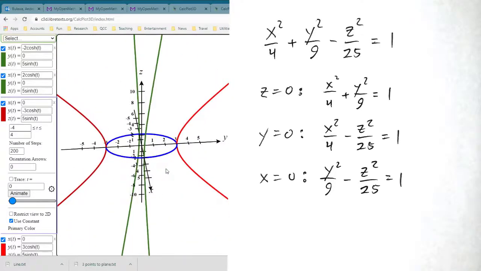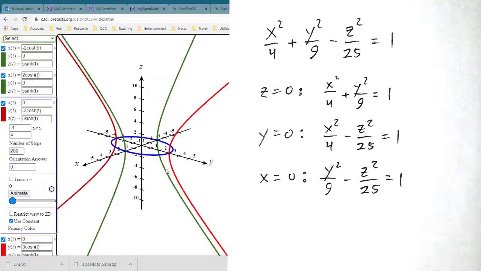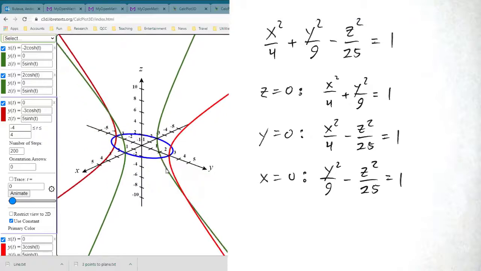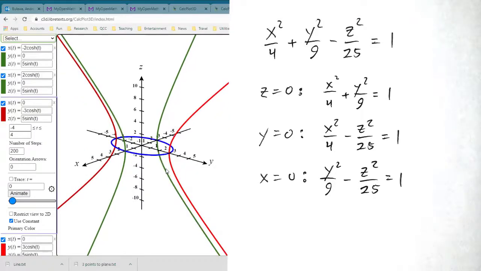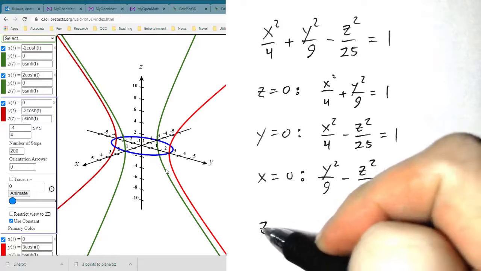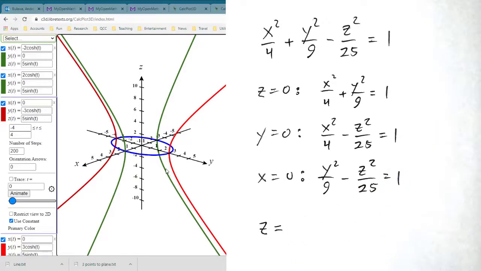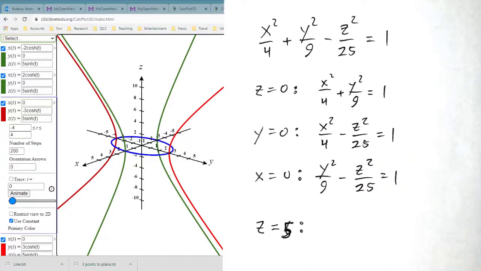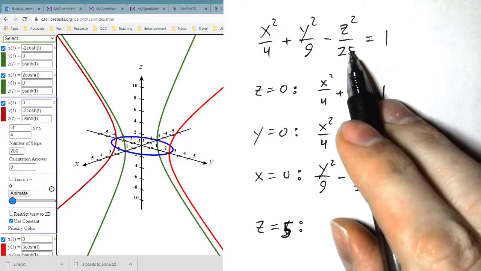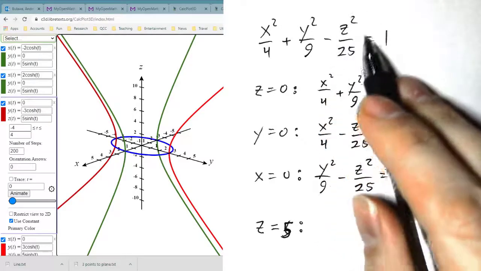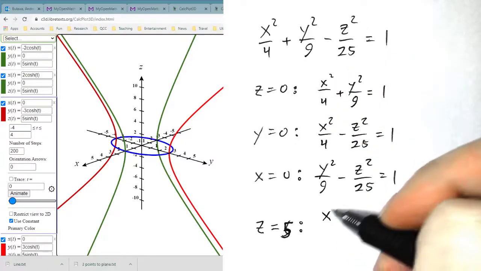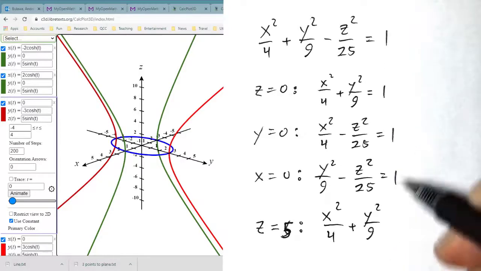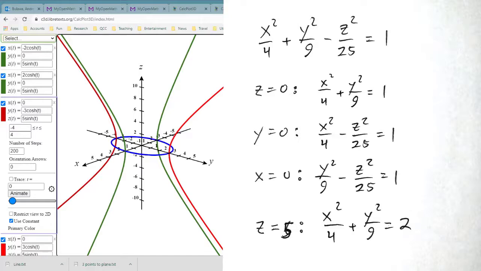Now, okay, I think I might see what's going on here. What I might want to know, though, is what's going on a little bit higher on the z-axis. So what you could do is look at something like z equals, let's do 5. All right, so let's see what happens when z equals 5. We're going to look at the z equals 5 trace. So this whole thing just becomes 1. So what I get here, I get a minus 1 equals 1, so that's the same thing as just setting it equal to 2.